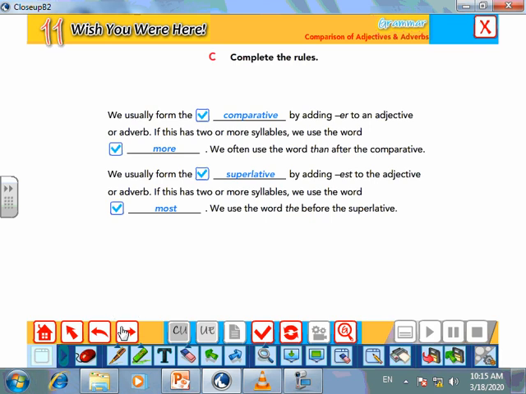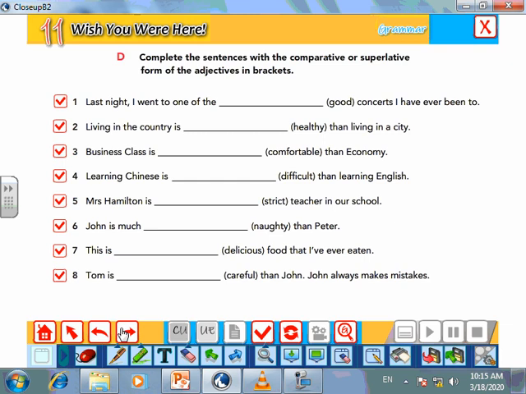Okay, fine. Let's go to exercise D, and now we are going to solve them together. Last night I went to one of the best concerts I have ever been to. Very good, excellent, the best. Living in the country is what than living in a city? Now look at this adjective, it ends in Y, right? So do we have a vowel before the Y? No. So we cross the Y and put I-E-R. Excellent. Healthier, or more healthy.